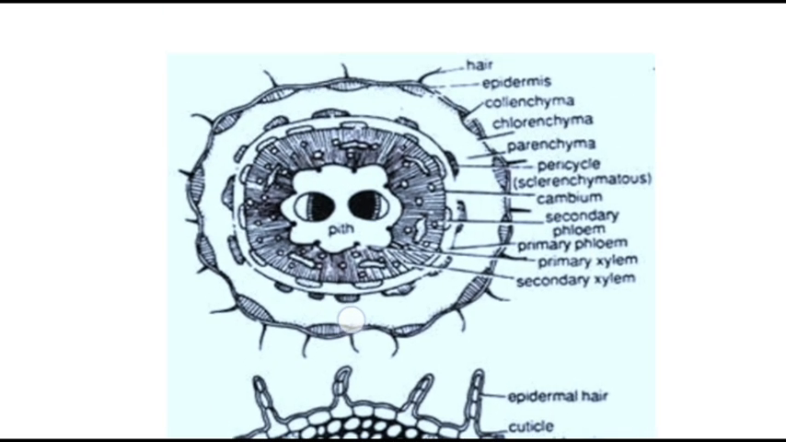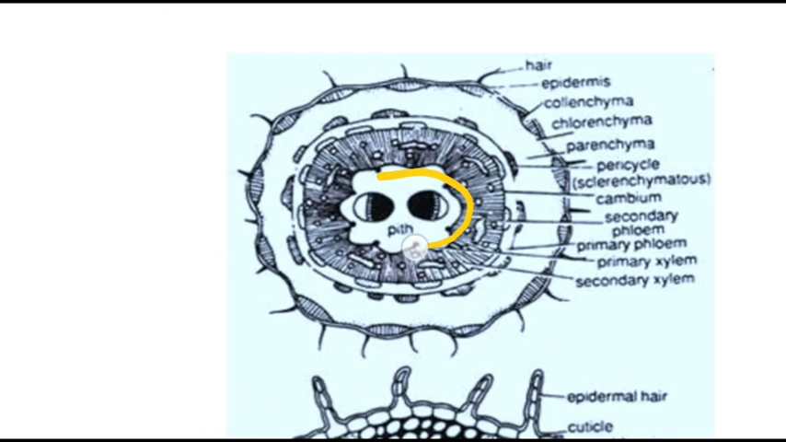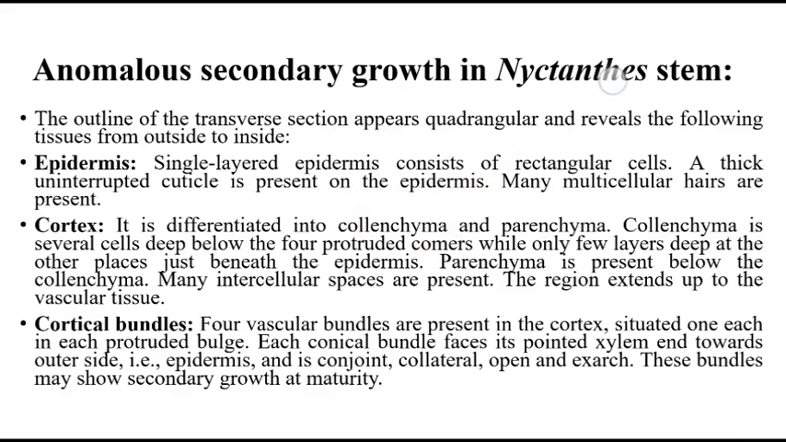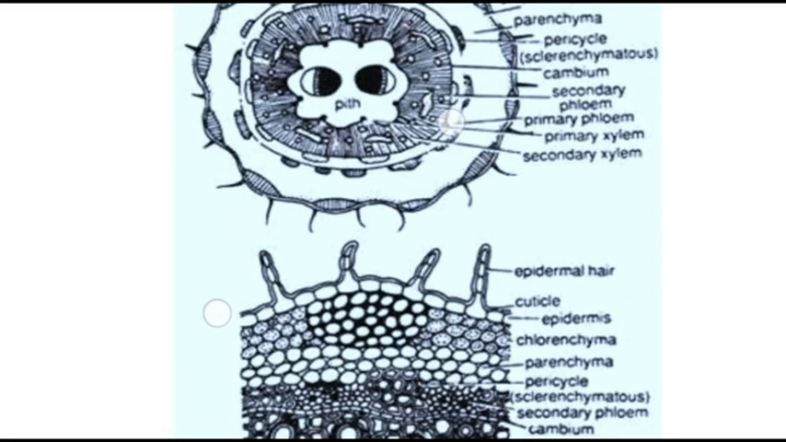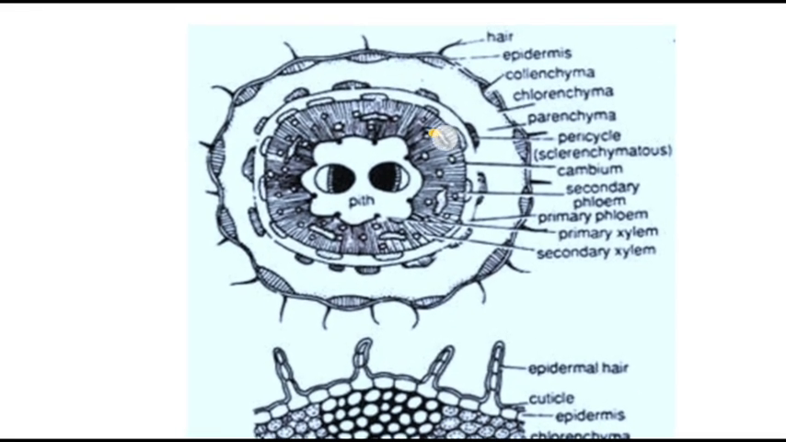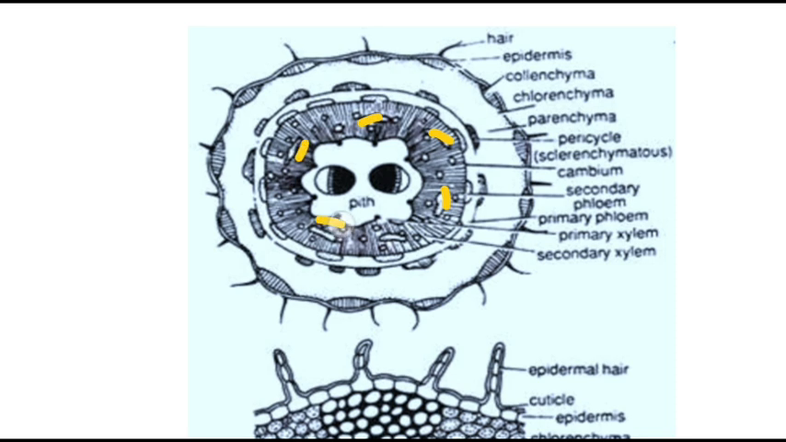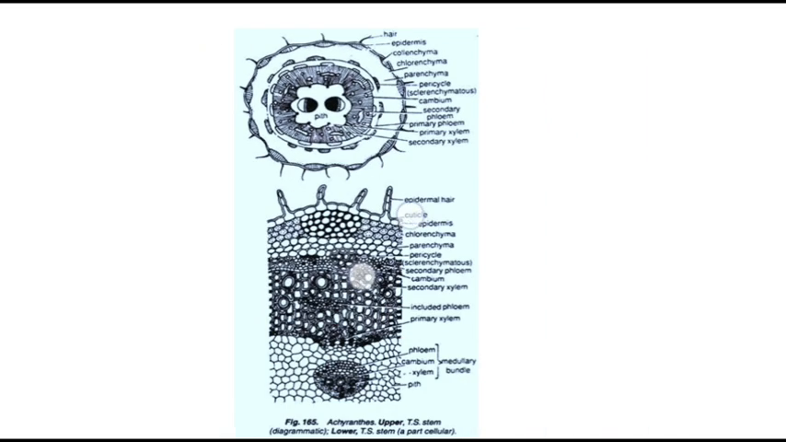So near the pith, in the pith, 2 medullary bundles are present. It is an abnormal feature. Next, some phloem patches are present in the secondary xylem. These are called included phloem, which is another abnormal feature of Achyranthes stem.